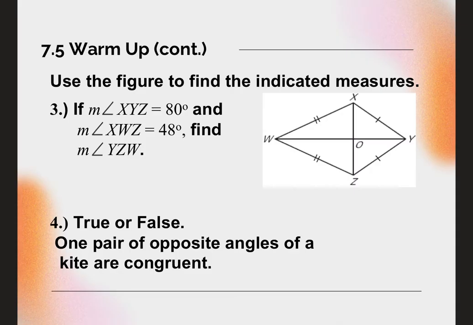All right, 3 and 4. Number 3 is based on the kite that's drawn there. Again, I know it's a kite because of the congruency marks. This one is next to this one, and this to this. So there have to be two different lengths, and they can't be opposite each other to be a kite. So it says if angle XYZ, which is this one, is 80 degrees, and XWZ, which is this whole one, is 48 degrees, find the measure of YZW, which is this whole angle.